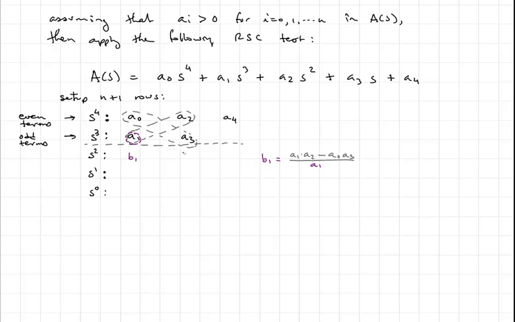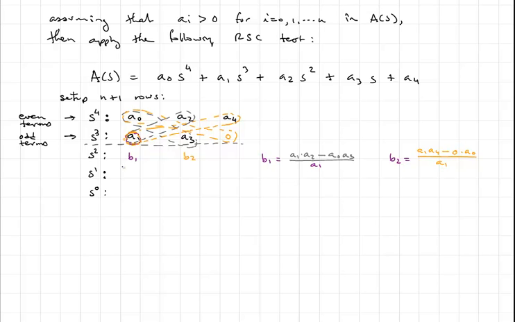Then B2, which is this term here, is defined as, and I'll do them in a different color, we take A1 times A4 minus, and then here we have a 0, so it'd be 0 times A0, and all of that is divided by A1. It is not divided by A3, so we always go back to the first column.